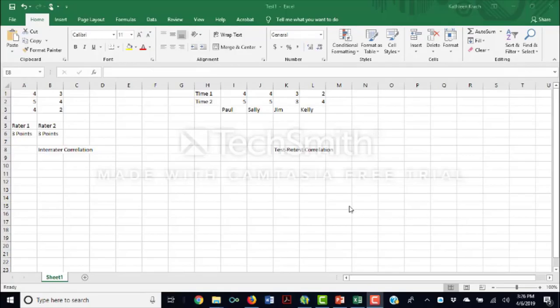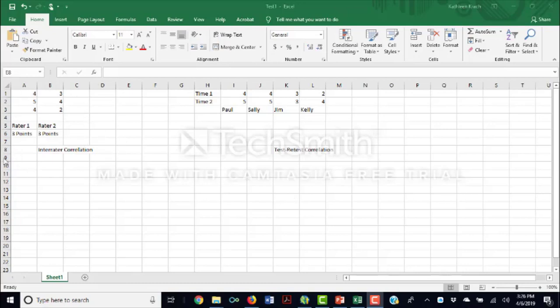So now I want to talk about how you would determine, and this is really kind of a rough determination of, inter-rater or test-retest correlations. So these correlations can stand in for reliability data. Again, there's other ways to calculate reliability, but for the sake of this very basic activity, I'm going to sort of teach you how to work around that using Excel.